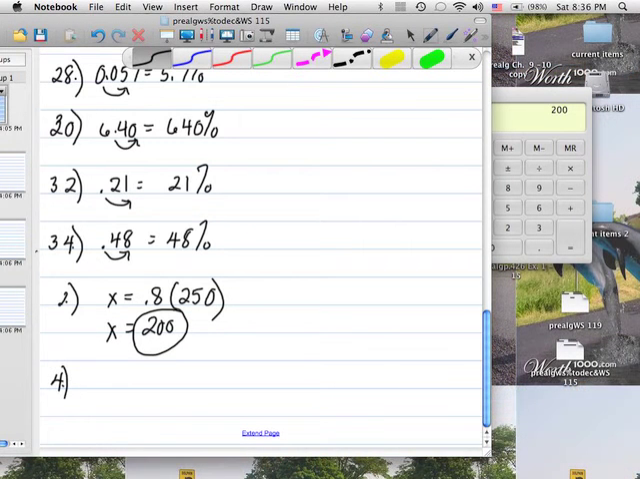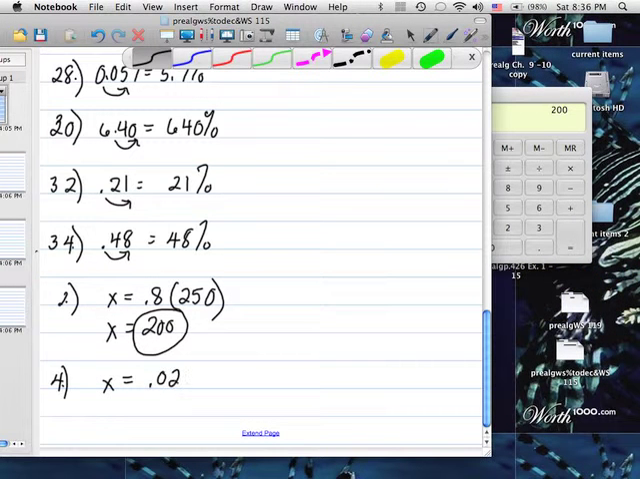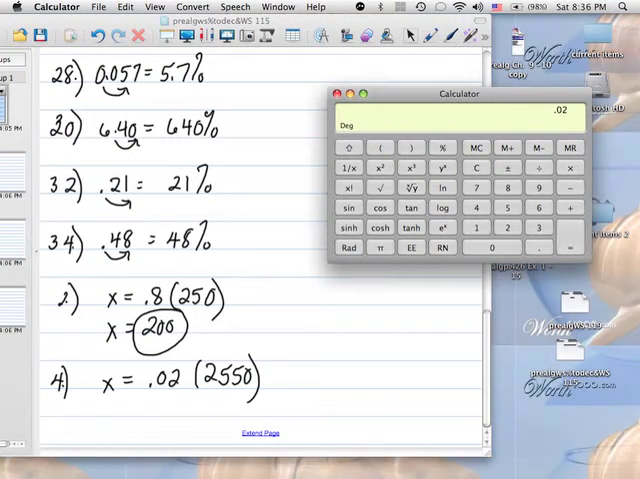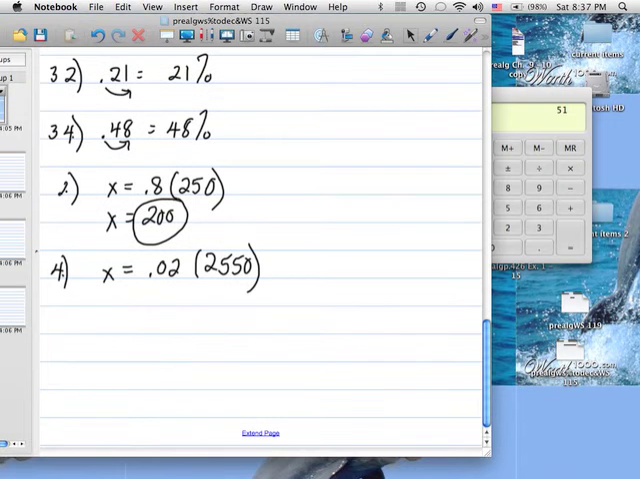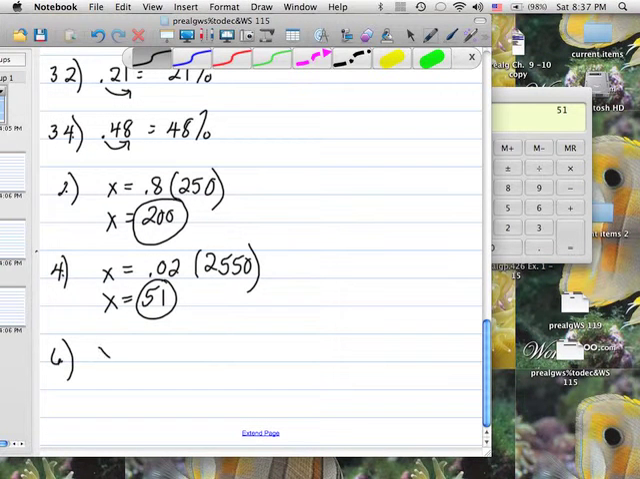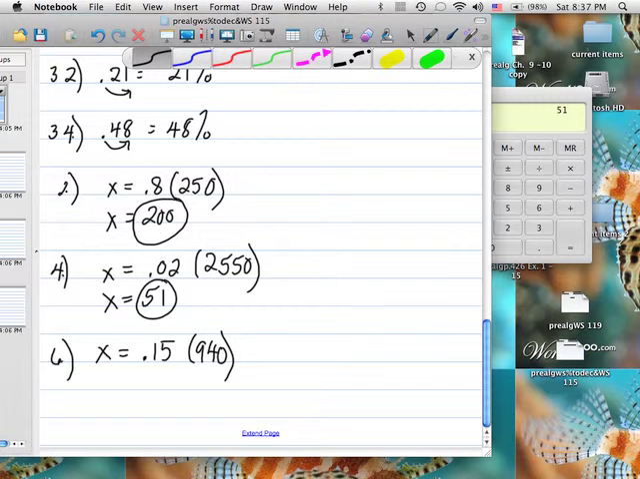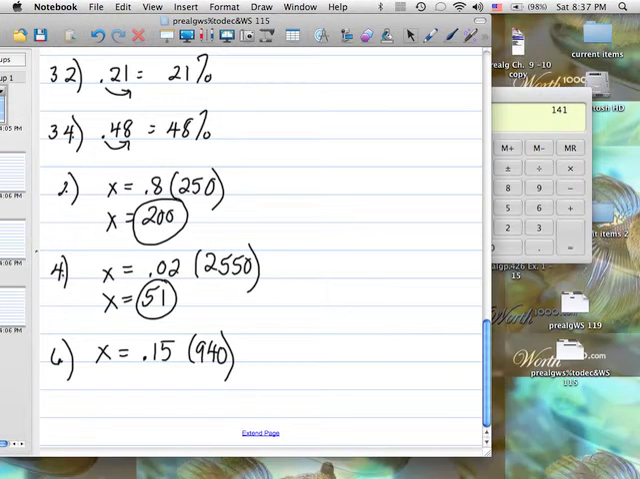Problem number 4, what number, x, is 2%, change 2% to a decimal, 0.02 of 2,550. So we take 0.02 times 2,550, and our answer is 51. Problem number 6, what number is x equals 15%, the decimal for 15% is 0.15, of times 940. So we take 0.15 times 940, and our answer is 141.